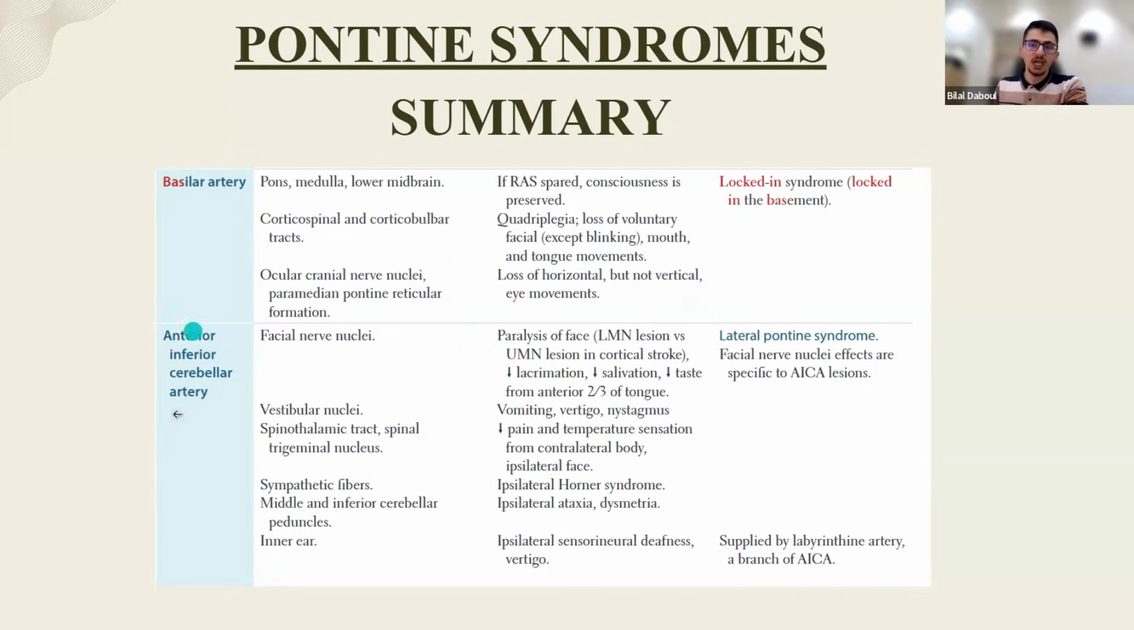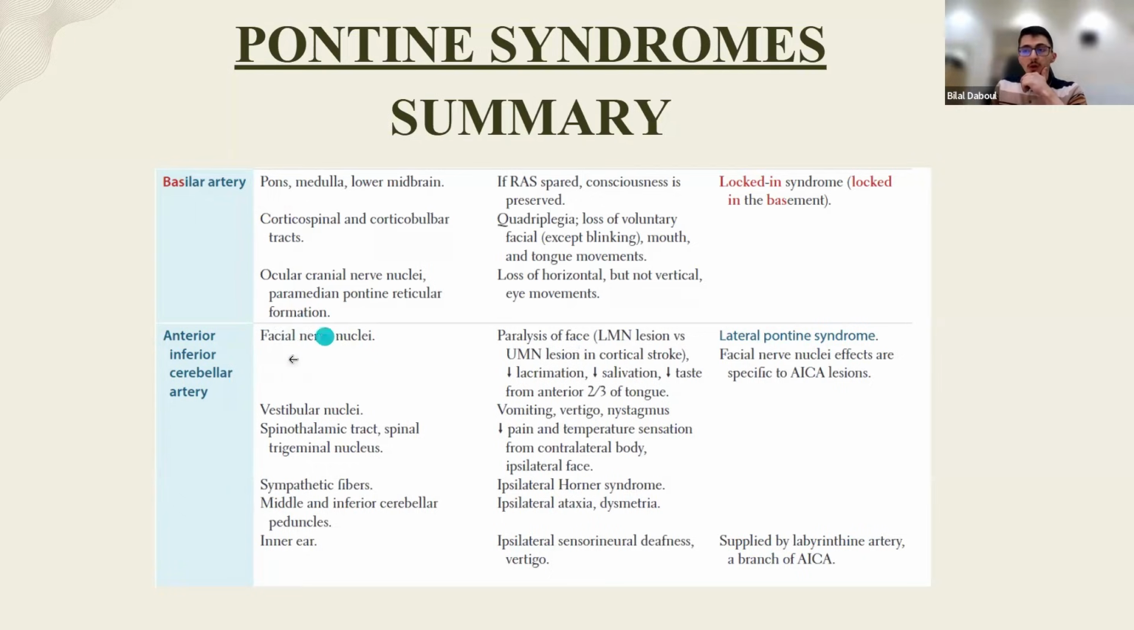This is very important. AICA strokes. AICA strokes correspond to lateral pontine syndromes. Now, it's not explicitly mentioned in your slides, but the doctor actually asked about it. So AICA affects all structures in the lateral pons, which are identical to structures within the lateral medulla, by the way, except for a single structure that is specific to AICA occlusion or lateral pontine syndrome. It's the facial motor nucleus, okay?